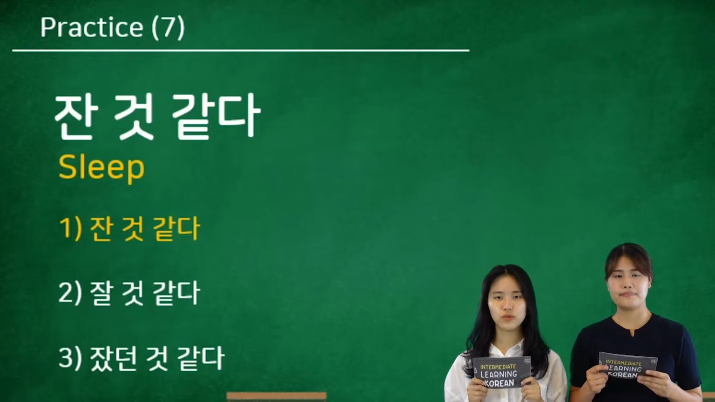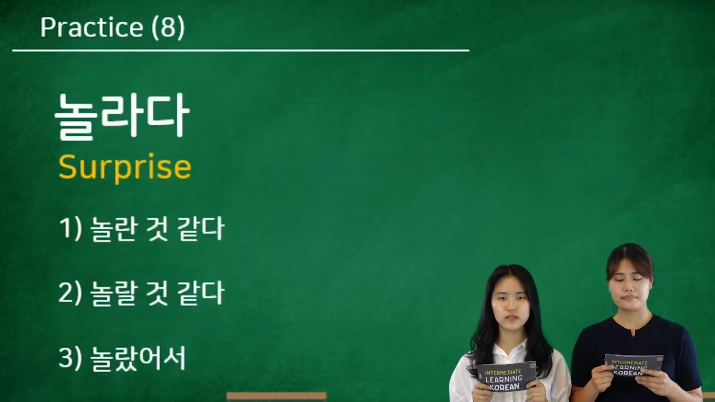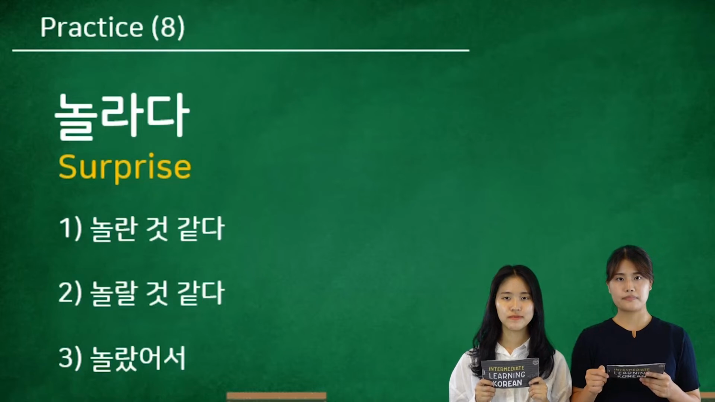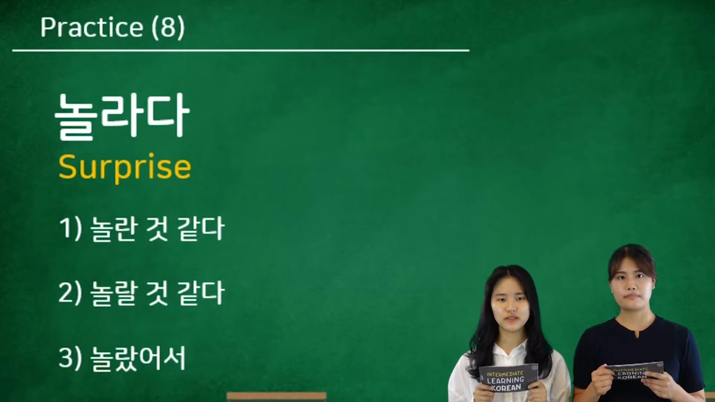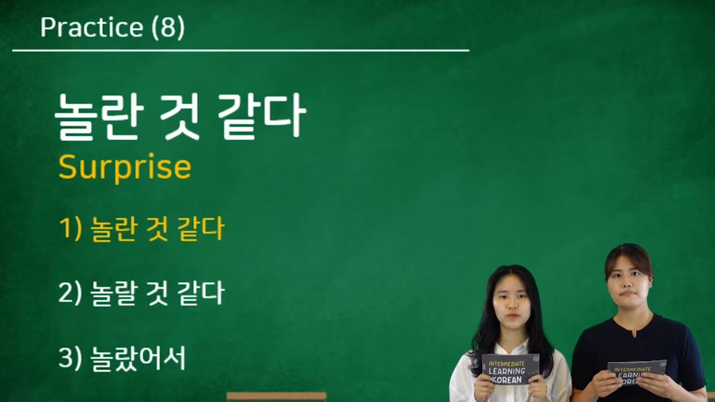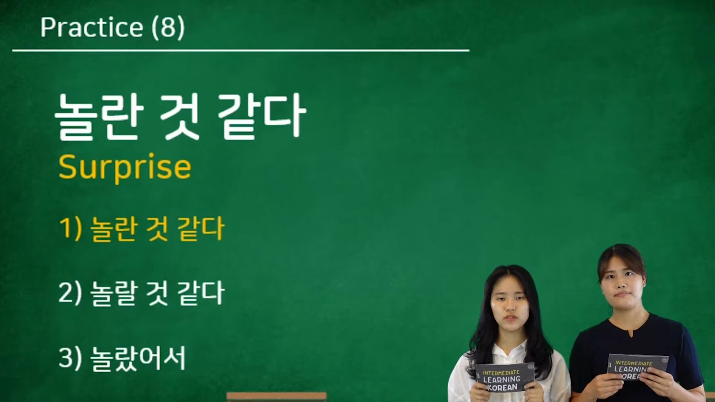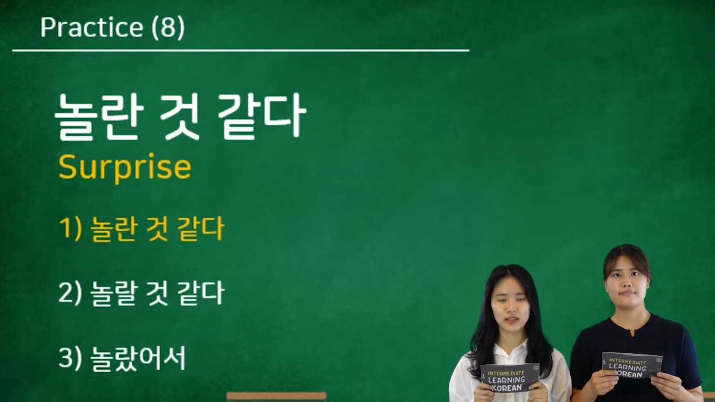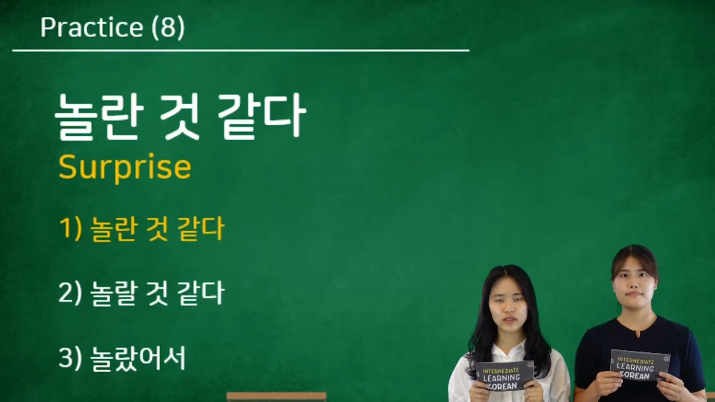Yes, next one, 놀라다. How can you change 놀라다? Yes, great. The answer is 놀란 것 같다. If you remove 다 from the verb 놀라다, there is no final consonant. So we can use 니은 것 같다. Then it becomes 놀란 것 같다.